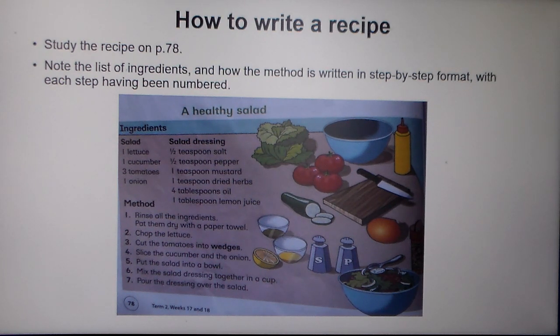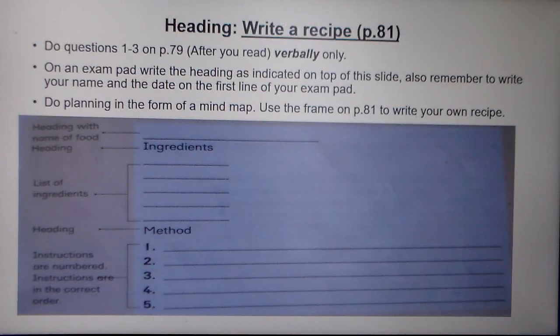Get together a whisk with which you can whisk the egg and the milk and the oil. So remember, you have to have a list of ingredients for your recipe, and then you have to have your method, which is written in a step-by-step format with each step being numbered.